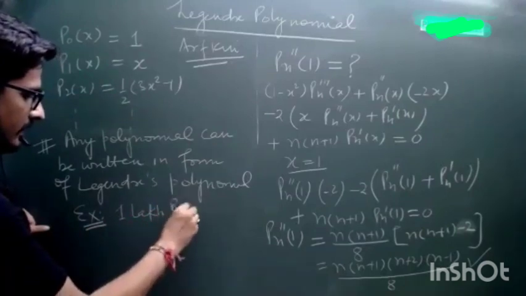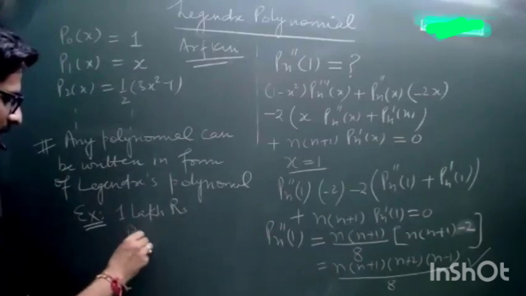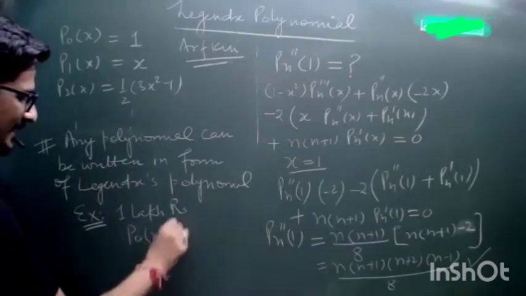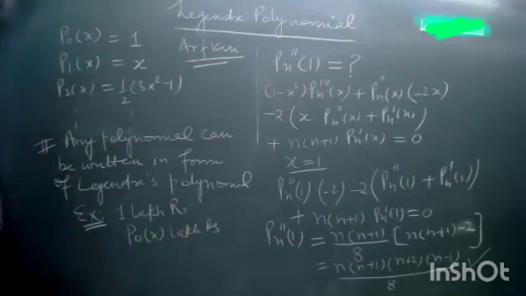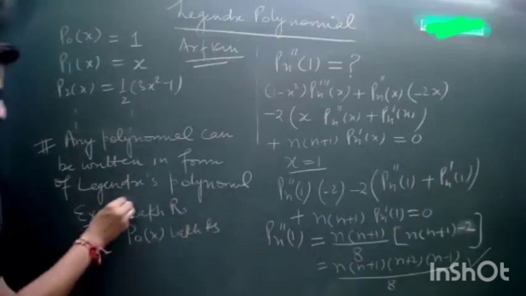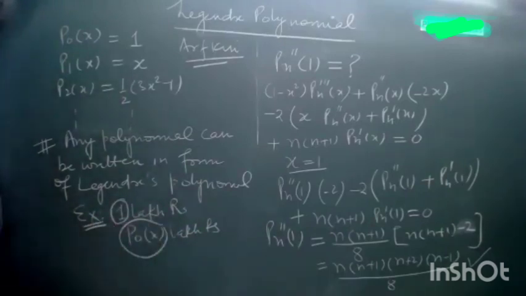1 lakh rupees. So I can just write P0x lakh rupees. Why, brother? Yes or no? In the code, yes, because these two things are the same. I mean, this was just to tell you.